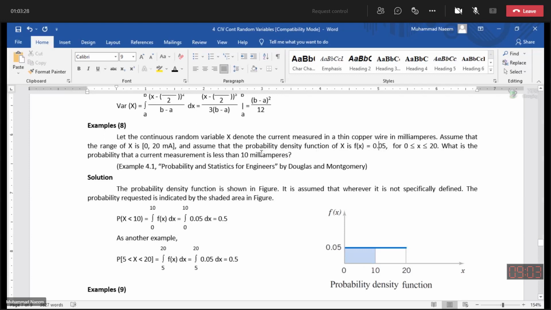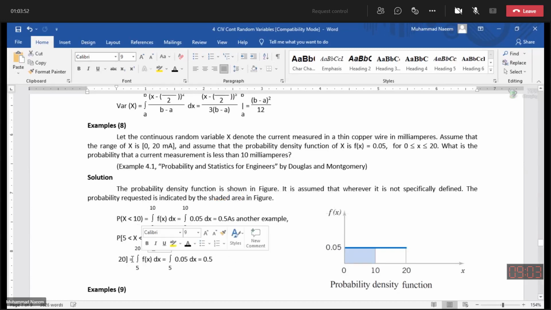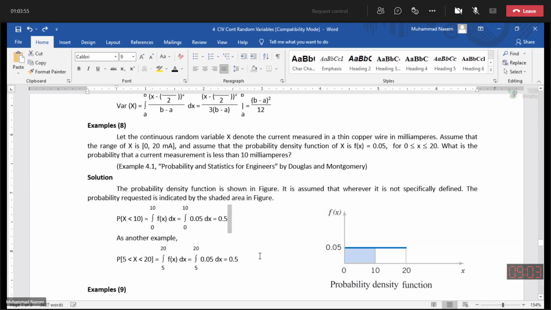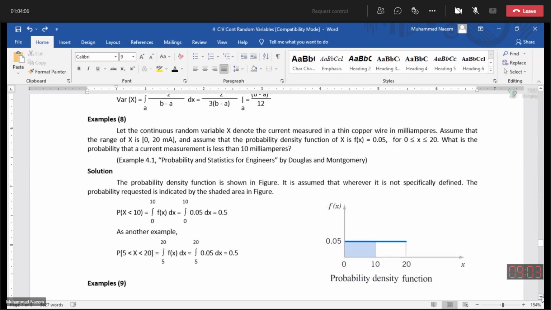Okay, what is to calculate? We need to calculate the probability for less than 10. So we will integrate our density function from 0 to 10. Less than 10 means we will start from the initial point up to 10. This will be our required answer. Let's say if we need the probability from 5 to 20, so we will integrate our function from 5 to 20. So that is more simple.